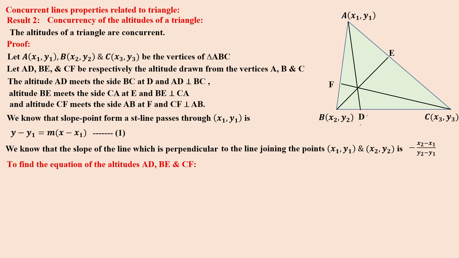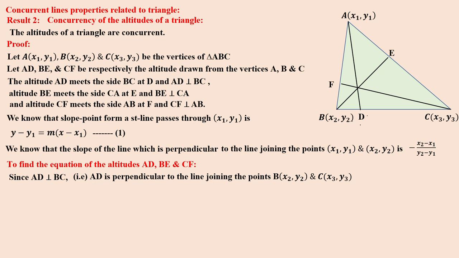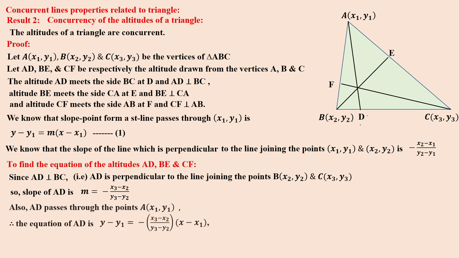To find the equations of the altitudes AD, BE and CF: since AD is perpendicular to BC, AD is perpendicular to the line joining the points B(x2, y2) and C(x3, y3). So the slope of AD, using that formula, is minus (x3 minus x2) by (y3 minus y2), x difference by y difference, and it passes through the point (x1, y1). So the equation of AD is y minus y1 equals minus (x3 minus x2) by (y3 minus y2) into (x minus x1).